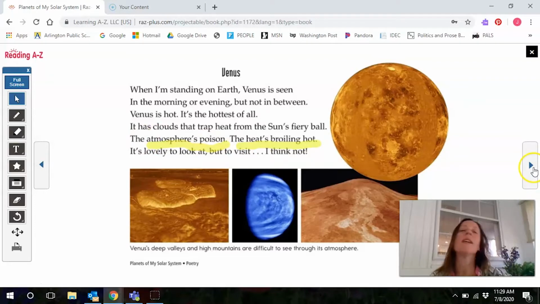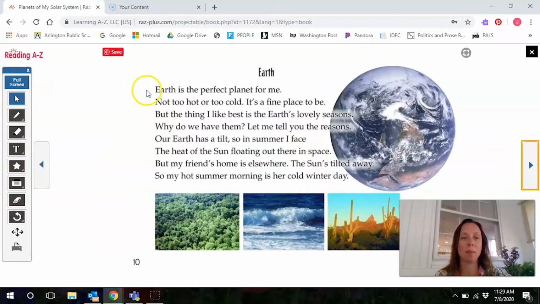Let's go now to our last planet that we're going to look at, Earth. Earth is the perfect planet for me. Not too hot or too cold. It's a fine place to be. But the thing I like best is the Earth's lovely seasons. Why do we have them? Let me tell you the reasons. Our Earth has a tilt, so in summer I face the heat of the sun floating out there in space. But my friend's home is elsewhere. The sun's tilted away, so my hot summer morning is her cold winter day.